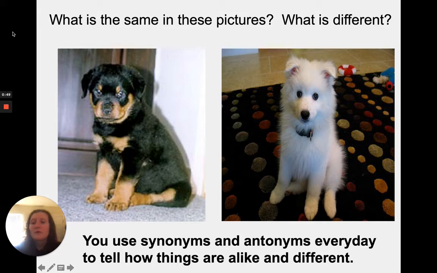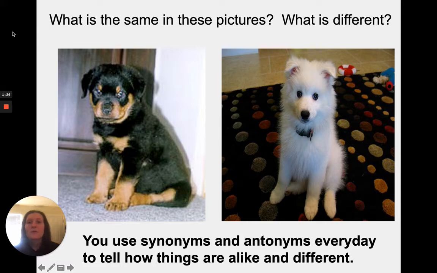All right, so we notice in both pictures we have the same animal. So we have a dog. So we know that one thing that both these pictures have in common is that it is the same animal. So we have dogs in both pictures. They're both about the same size, but other than that, everything else is pretty much different. So we see that they are different color dogs, they're different breeds of dogs.